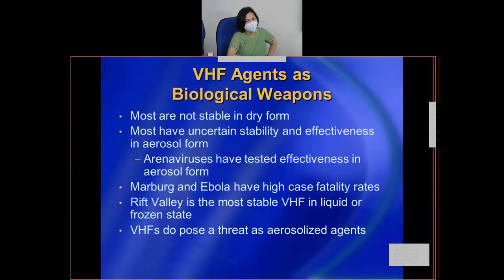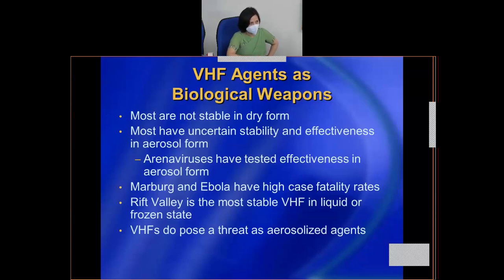One important thing is that, like I said last time, these are very dangerous viruses. If these are used as biological weapons, they will be very, very deadly. For example, Marburg and Ebola: you can imagine the impact if these were used as a biological weapon. We will have a mortality rate which is almost going to be 100%.